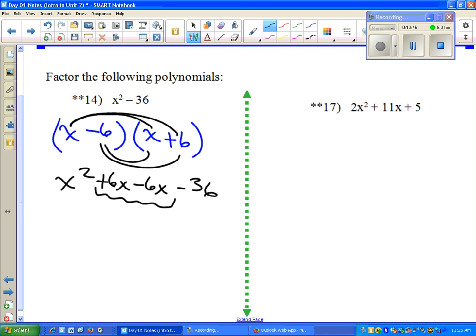Number 17. Well, this is very similar to the first problem, where I took out the greatest common factor of 2. But what's different of this trinomial? There's a number in front of the x squared, but it's not a greatest common factor. I can't pull it out front. I have to factor it. Right. So how do I factor this?